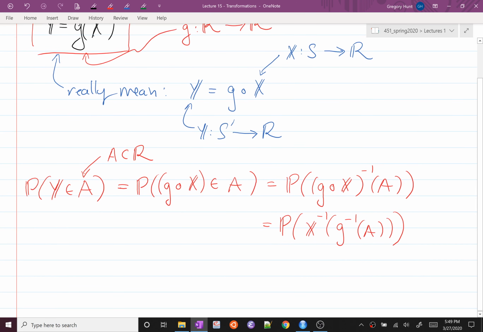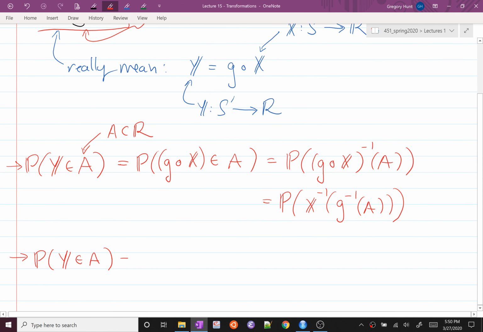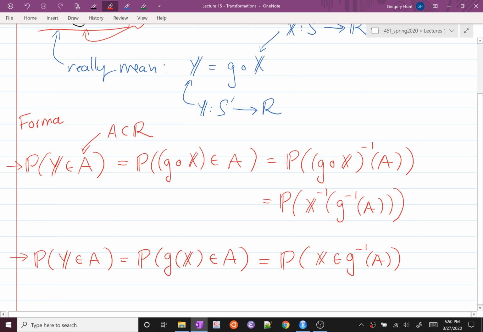So this gives us a concrete way of calculating probabilities. The other way to think about this is if I want the probability that Y is in some set A, I know that Y is g of X, so I can say, well, this is really g of X being in A, or I can just apply the inverse image g inverse here, and I can say this is the probability that X is in g inverse of A. Okay. So these are, we can call them, the formalisms.